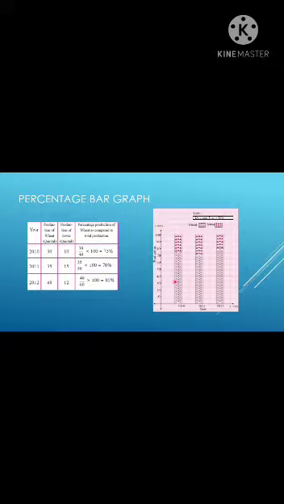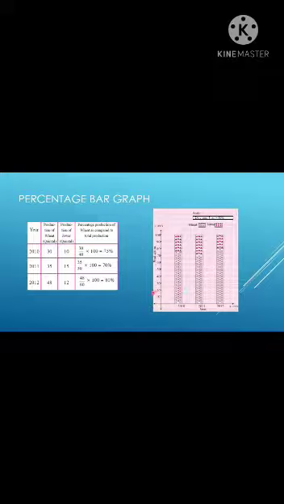Now to draw the percentage bar graph, you draw the x-axis and y-axis, and along the x-axis you take the year, and along the y-axis you take the percentage of production of the wheat and jowar. Now here, whenever you are drawing the graph, as you did for the subdivided bar graph, see that you leave equal gap between each bar or the rectangle that you are drawing.